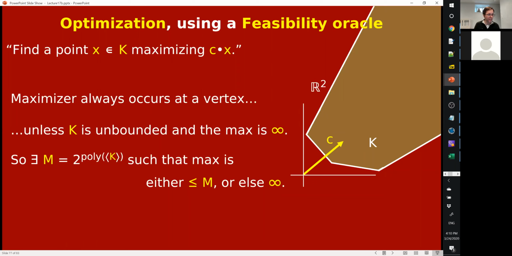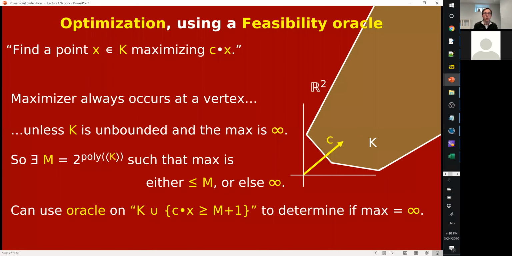Yes, I see somebody in the chat had the right idea for how you can do this optimization. Spoiler, it's going to use binary search, but a little bit more actually. So this is good. This means we can use the oracle to detect whether the answer is infinity quite easily. We just have to figure out this number M, which is polynomially many bits. We then ask the oracle, is it true that K together with c dot x at least M plus 1 is feasible? If this is feasible, then the maximum must be infinity, which is great. So we've used the feasibility oracle to decide if the maximum is infinity.